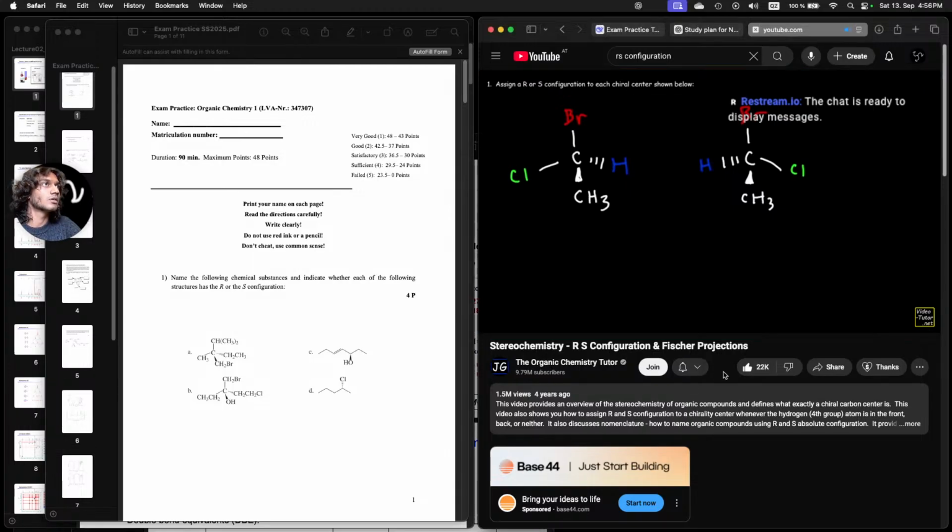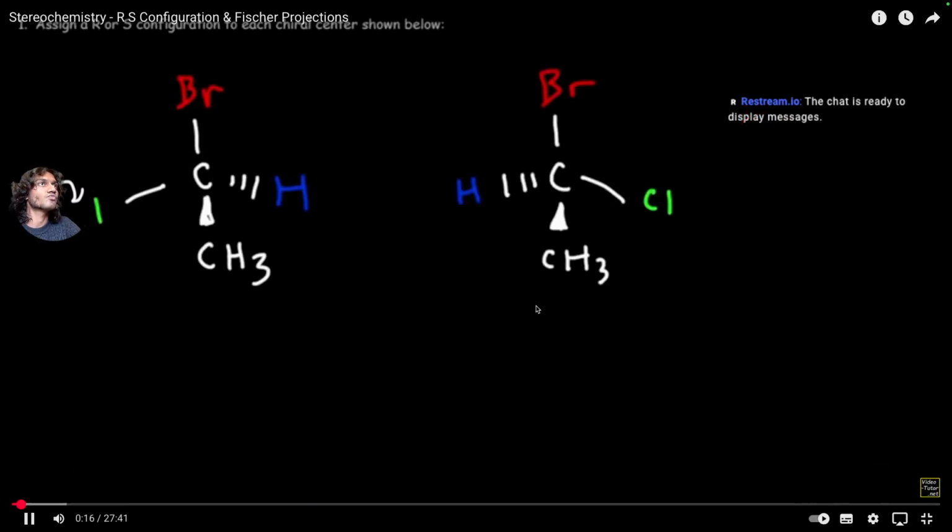Examples as well. So let's start with this one. Assign an R or S configuration to each chiral center. Okay, let's just write everything we see in front of the screen. Just write what you see, bro.